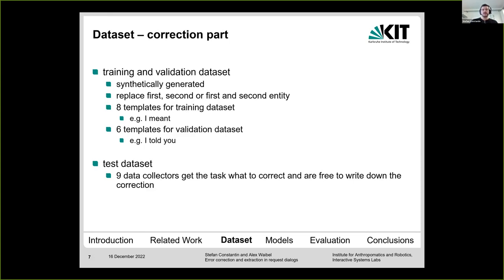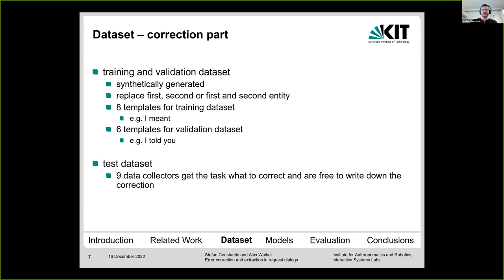We generated the correction part in the training and validation dataset synthetically. For requests with one entity, the entity was replaced by another entity. For requests with two entities, it was chosen with the same probability whether the first or second or the first and second entity should be replaced.